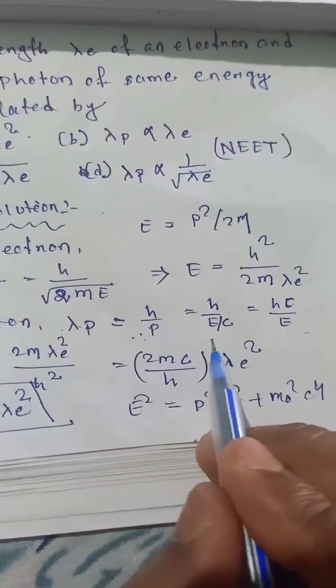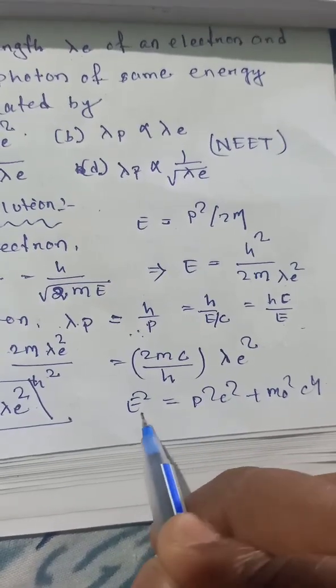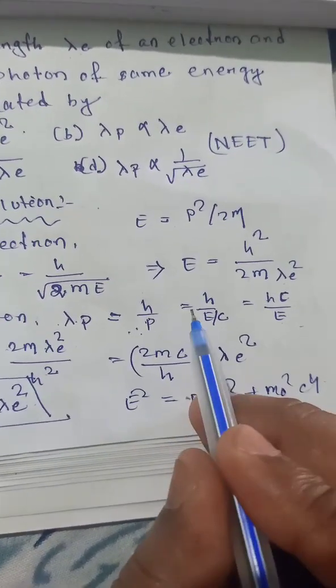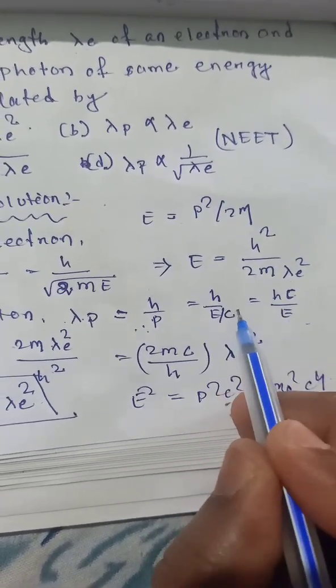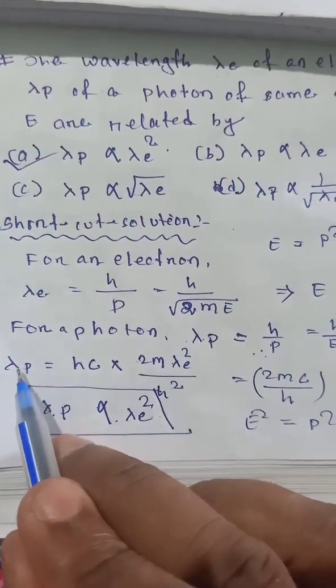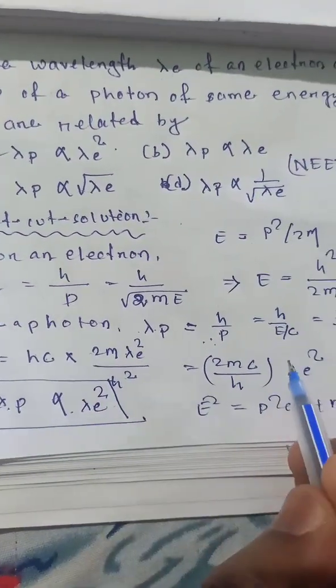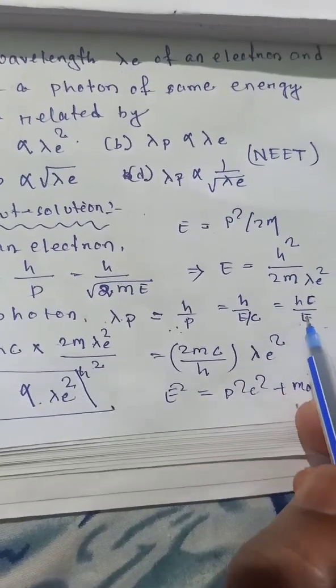So p is equal to E by c, where c is the velocity of light. So lambda_p, the wavelength of the photon, is equal to hc by E, that is hc times 1 by E. Now we substitute the value of E.